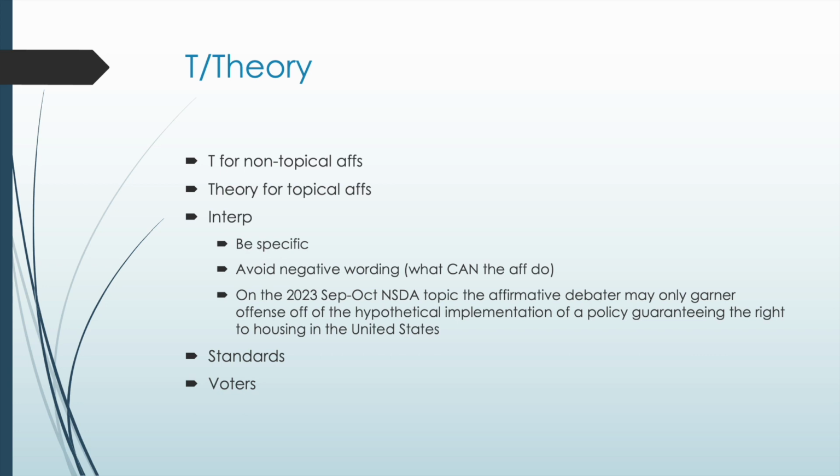An example of an interp that is both specific and positively worded would be, on the 2023 September-October NSDA topic: the affirmative debater may only garner offense off of the hypothetical implementation of a policy guaranteeing the right to housing in the United States. That is very specific and positively worded. It says that the AF may only do something. It's not saying that the AF cannot garner pre-fiat offense or anything like that. It's saying that it may only garner post-fiat offense, which again seems like a minor distinction, but it matters when it comes to K debates.